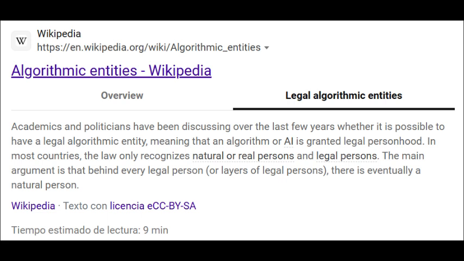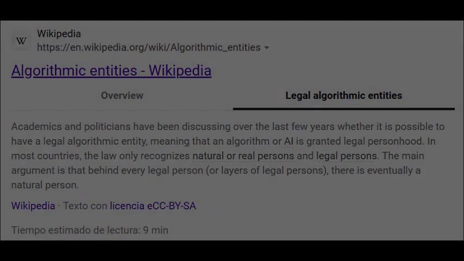In most countries, the law only recognizes natural or real persons as legal persons. The main argument is that behind every legal person or layers of legal persons, there is eventually a natural person. Now, this, of course, has already been done because you have companies and organizations that can sign for themselves without essentially speaking a human representative. So they did away with that.